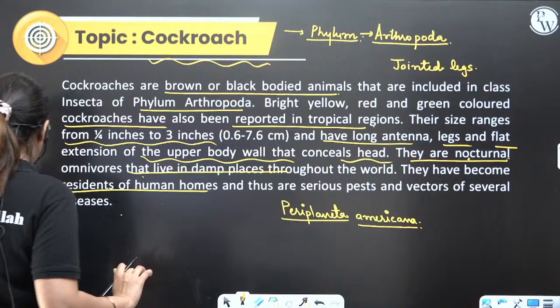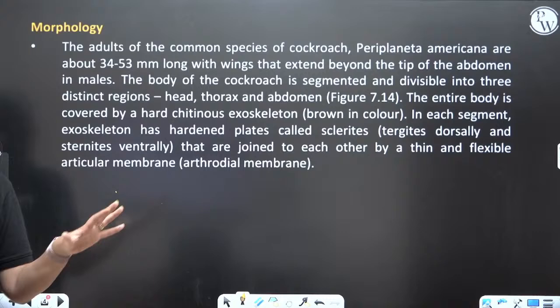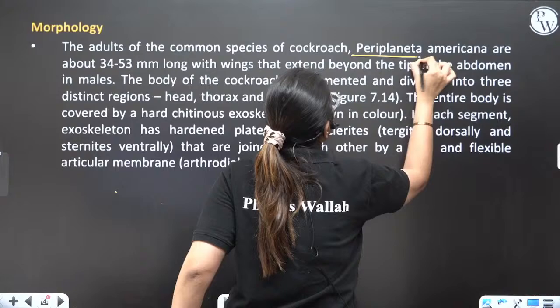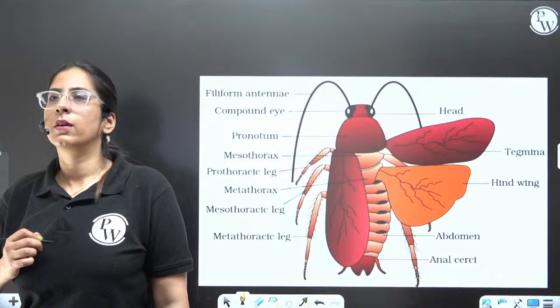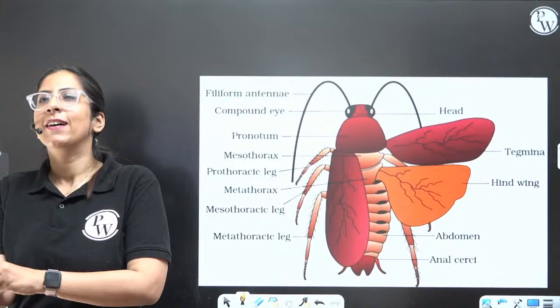Now we will proceed further. This is the main topic, because here I'll be talking about the species which is there in your NCERT, that is Periplaneta americana. This is how this cockroach looks. Can you see? Okay, so let's start.